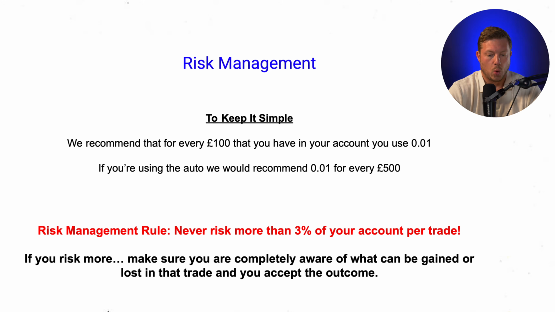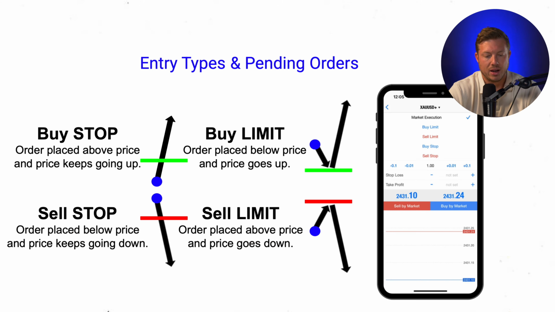Because what we do recommend here, and again, this isn't financial advice, but it's what I've seen work over time, is that for every £100 you have in your account, use 0.01. So if you're using a £500 account, it'd be 0.05, just as an example. That there is a good risk management way of doing it. Again, you can work out your own percentages and everything like that. But if you risk more, again, make sure you're completely aware of what it is.